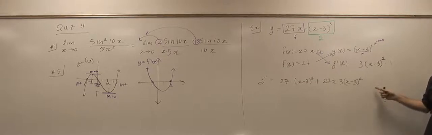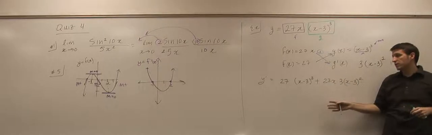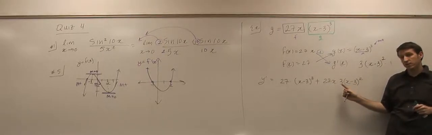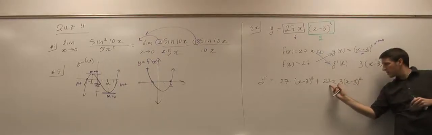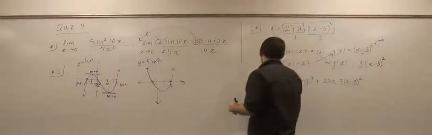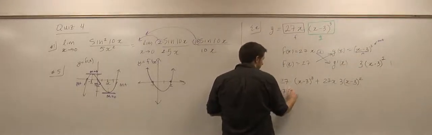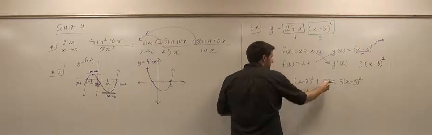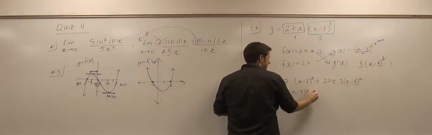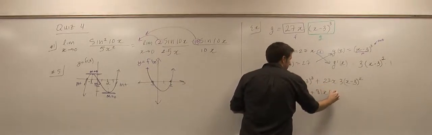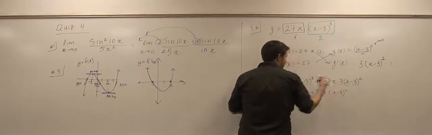This is unsimplified, and I would like to teach you, or at least get you started thinking about, how to simplify this kind of quickly. One way you can simplify this, and one way that's going to be very useful in chapter 3, is to factor. Before that, though, let me go ahead and multiply this out. So y prime is 27 times x minus 3 cubed, but then instead of 27x times 3, let me write 81x. That's okay?